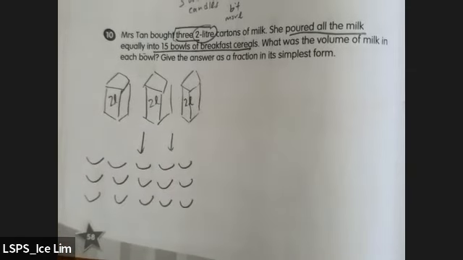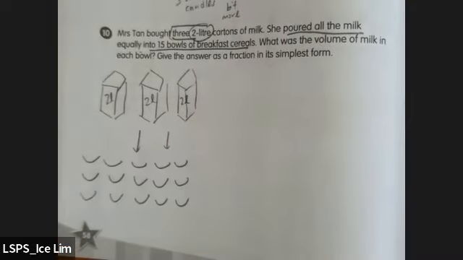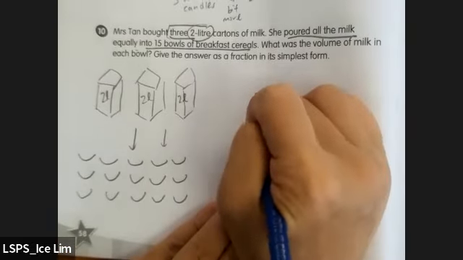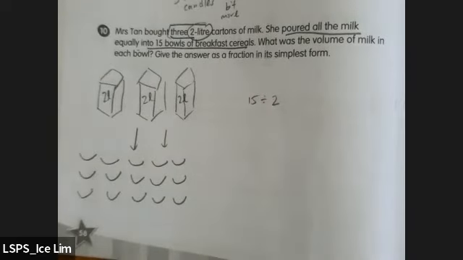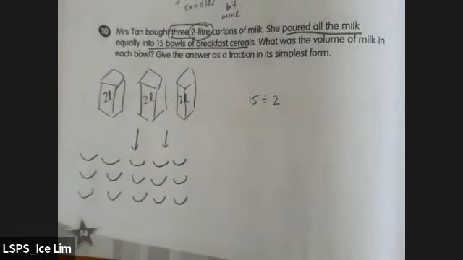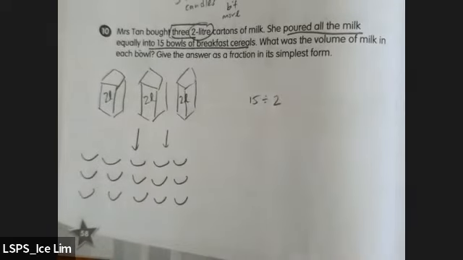Many of you draw this, and that's correct. But the next step, you are confused. You wrote 15 divided by 2 or 15 divided by 6. You don't know what to do after you draw correctly. Then I'm like, what's the meaning of division then? What is divided by what?